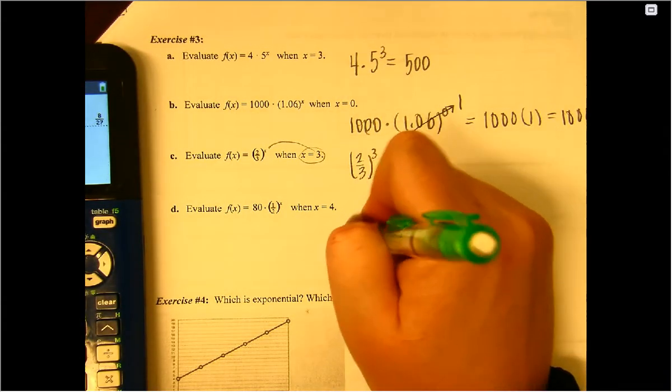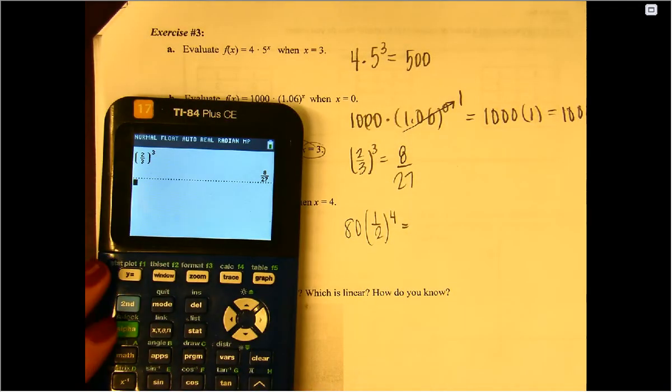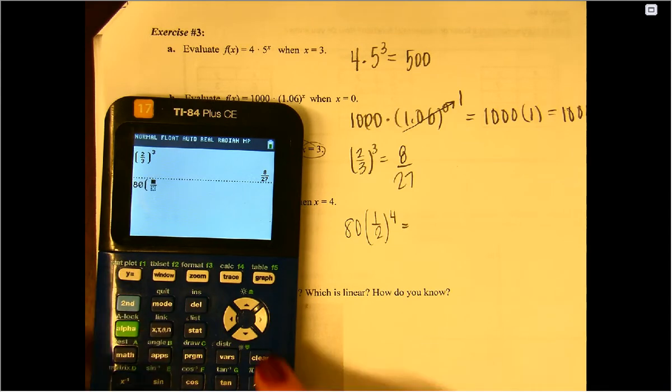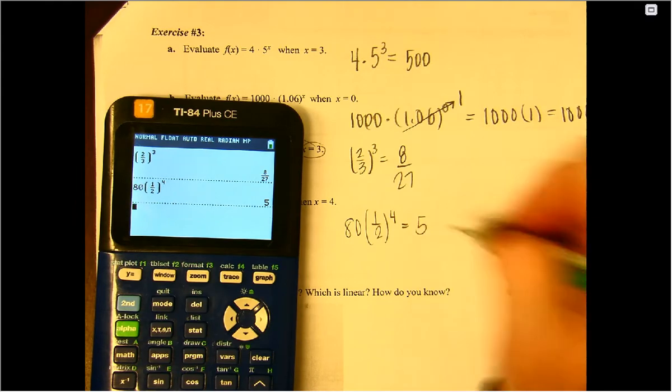And then lastly, when x is 4, I get 80 times parenthesis 1/2 raised to the 4th power. So I get 5.